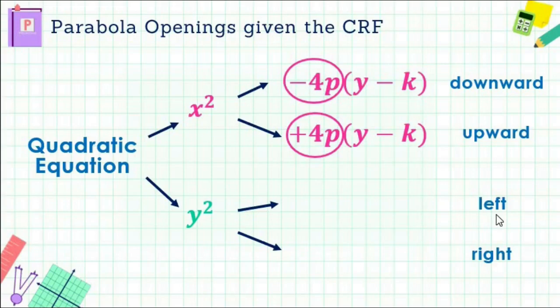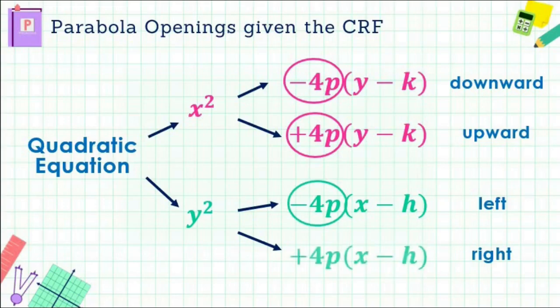Next, for a parabola to open to the left, y should be squared and the sign of 4p should be negative. And then lastly, for a parabola to open to the right, y should be squared and the sign of 4p is positive. So this is like a summary of illustration on how you can easily identify the openings of a parabola. And I hope this one will help you in the future. Alright, so moving on, let's now try to practice determining the opening of a parabola given the center radius form.